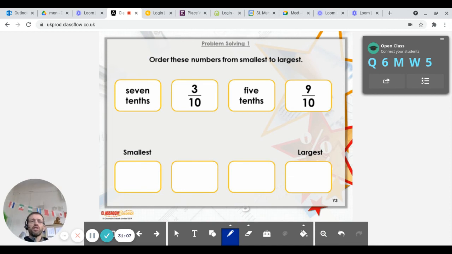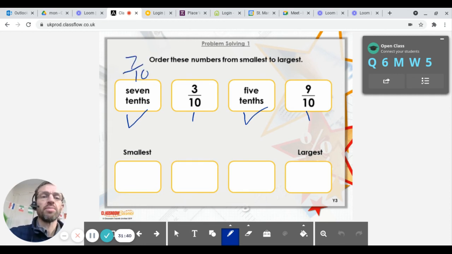Okay, order these numbers from smallest to biggest. Now, this should be straightforward. The thing that's making it difficult is that some of them are written in words and some of them are written in fractions. What we need to do to help you complete this is to convert them. So what you could do is you could think, well, 0.7, I know that that is going to be 7/10. 0.5, I know that that is going to be, as a fraction, 5/10. That's one way of doing it.